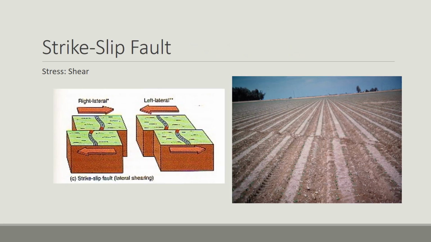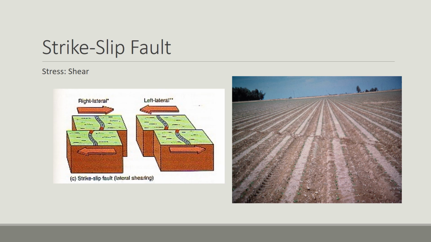Okay, again, looking on the smaller scale. So strike slip fault again, we're looking at shear stress, again, sliding past one another. What we're able to look at though is if you look at your image on the left, we can determine whether the plate has moved to the right or to the left. So do we have a right lateral or left lateral movement?